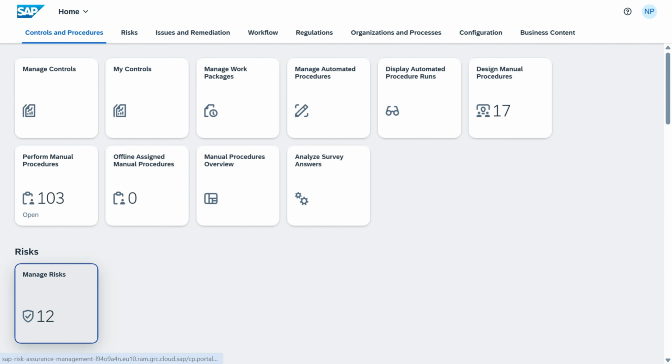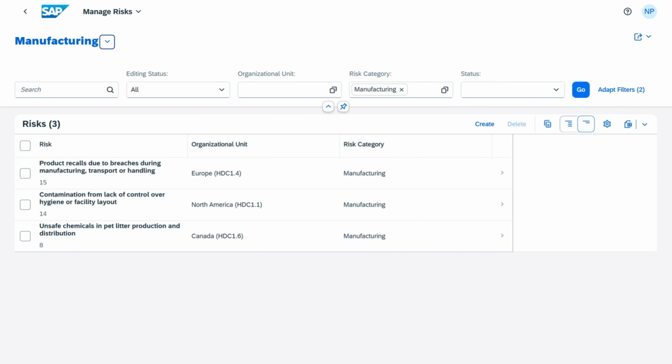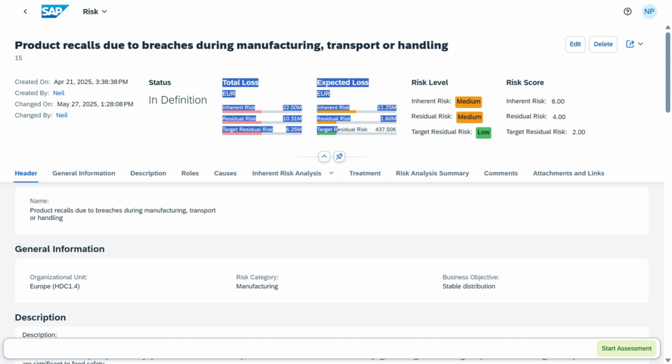The first risk in the risk register deals with product recalls due to problems in manufacturing, transportation, or handling. The second deals with contamination due to lack of hygiene control, while the third deals with product contamination in pet food manufacturing. Exploring the first risk in more detail, we can see from the summary data that the potential loss is significant at 22.5 million. But there are good controls that reduce this down to 1.6 million, and even less if 100% effective.